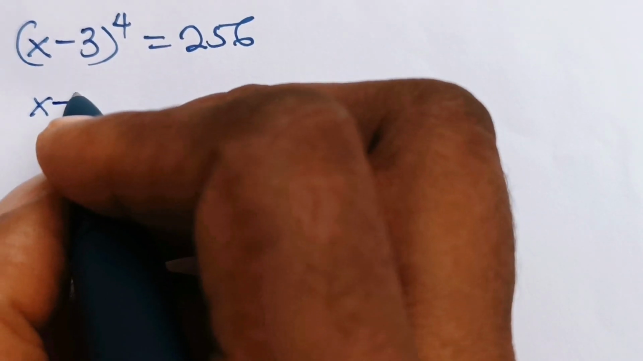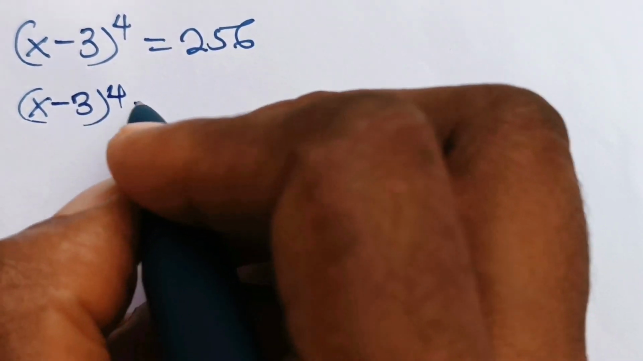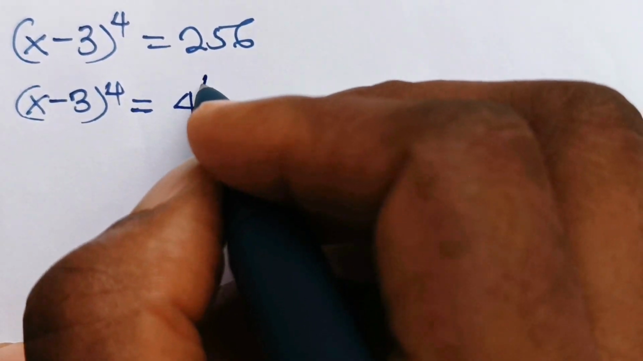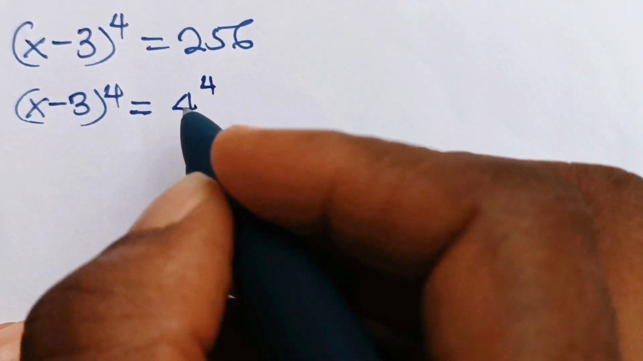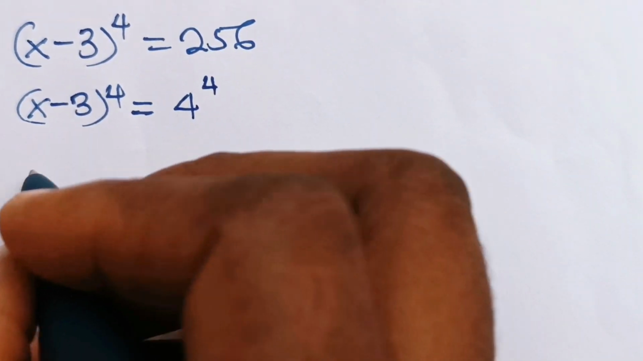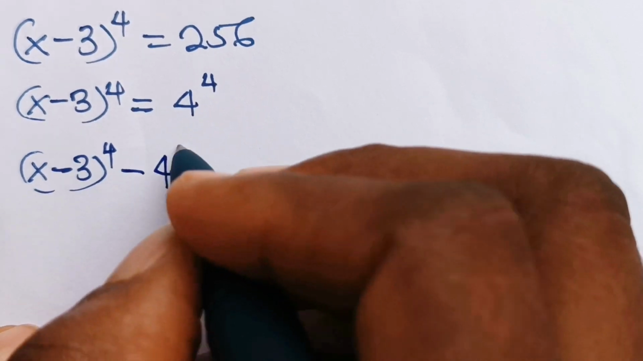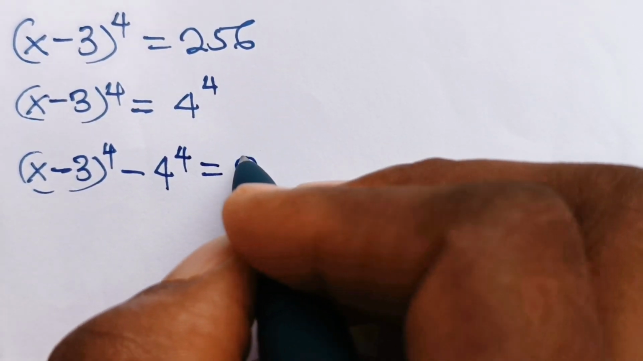So we have (x − 3)^4 is equal to, now 256 is seen as 4^4. Now let's bring this to the left hand side of the equation. If we do that, we have (x − 3)^4 − 4^4 is equal to 0.